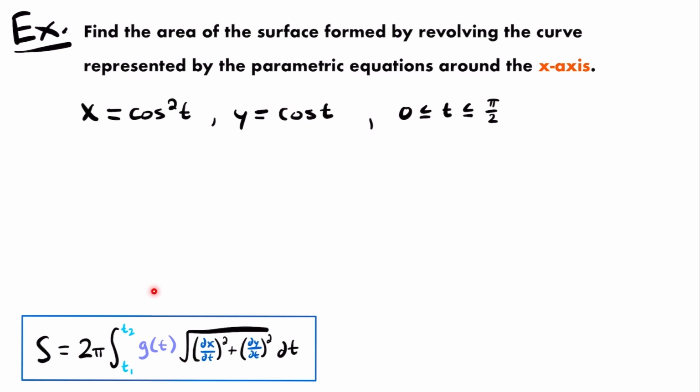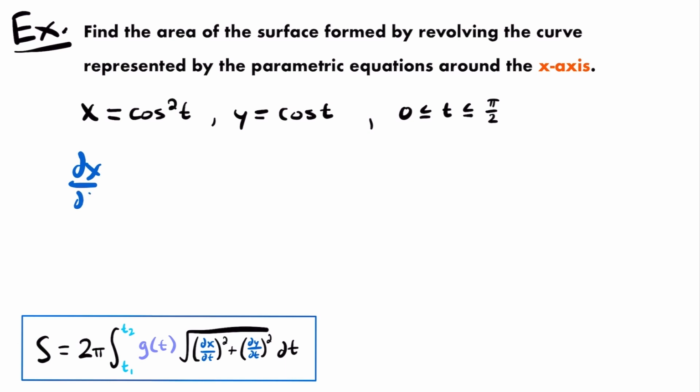We used this formula in our first example. The surface area is equal to 2 pi times the integral from t sub 1 to t sub 2 of g of t, which is what y is equal to from our parametric equations, times the square root of dx dt squared plus dy dt squared dt. All right, and so let's get right into this. In order to set up this integral, we need dx dt and dy dt. So let's take the derivative of each of our parametric equations.